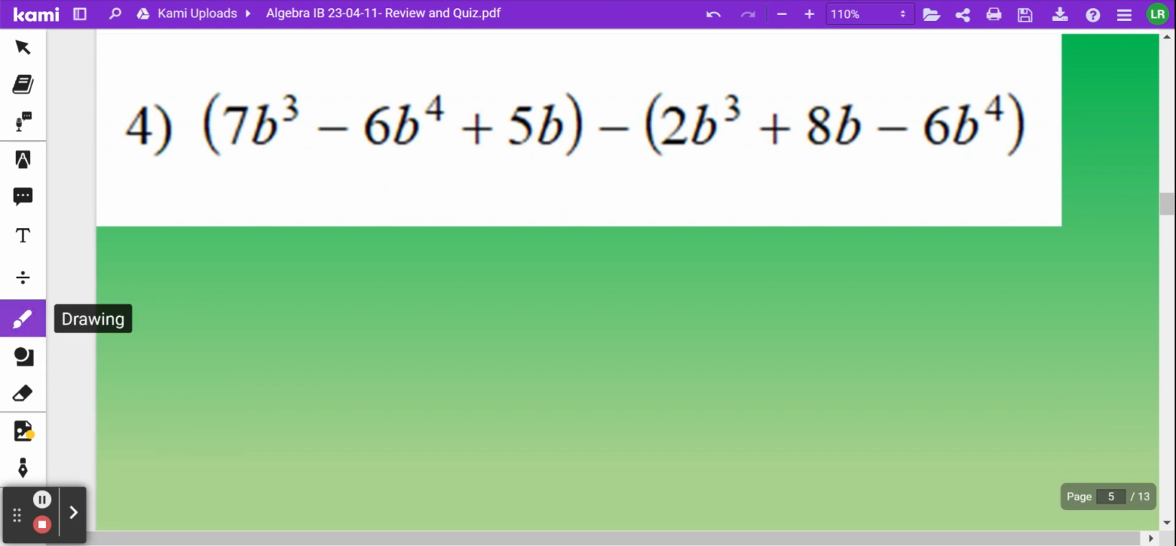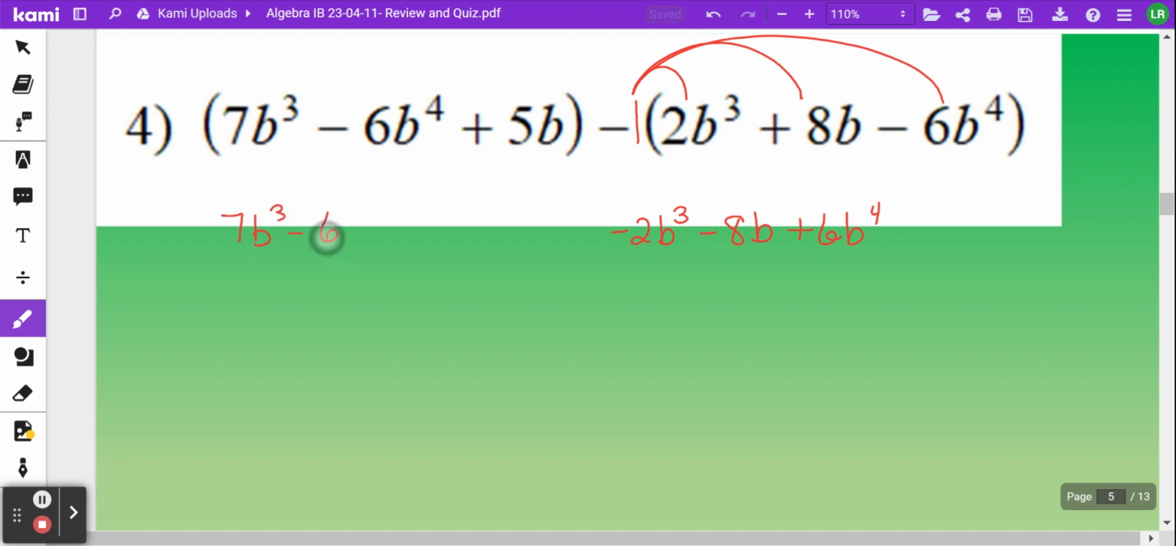Now, for this one, you always start off and think, do I have to distribute? And in this particular one, I do have to distribute the second one because that has a negative 1. When I multiply by negative 1, things will change. So negative 1 times 2b to the third is negative 2b to the third. Negative 1 times 8b is negative 8b. And negative 1 times negative 6b to the fourth, negative times a negative is a positive 6b to the fourth. Now this first one, I don't have to do anything to it, but I'm going to drop it like it's hot.